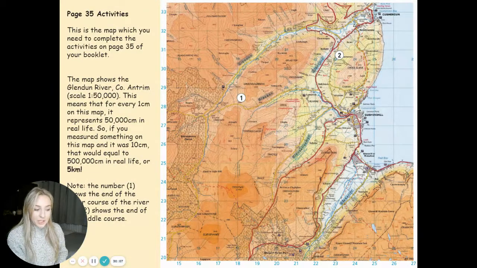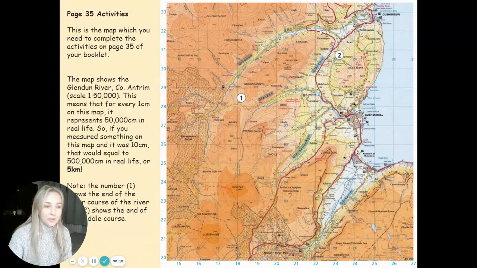And then on page 36, that's the other map skill page that we can't do because those maps are in school. We'll do them later on. And that is all you really need to do for lesson 5.